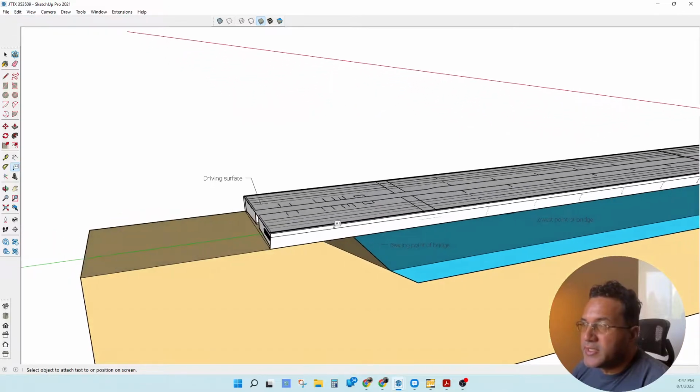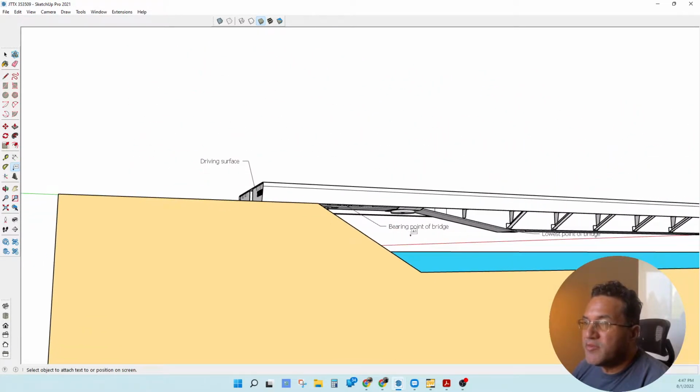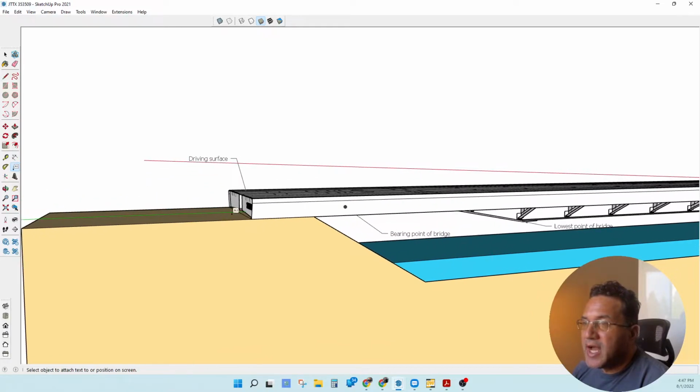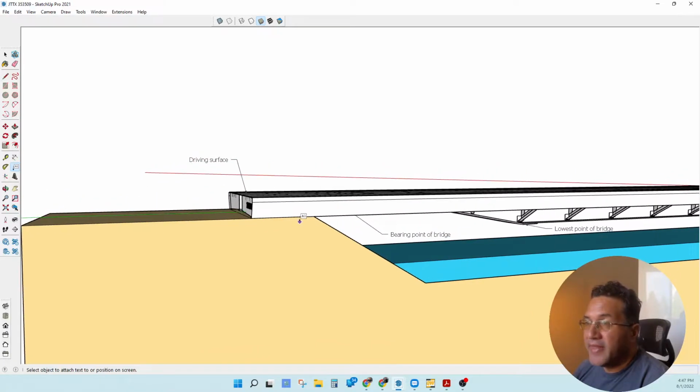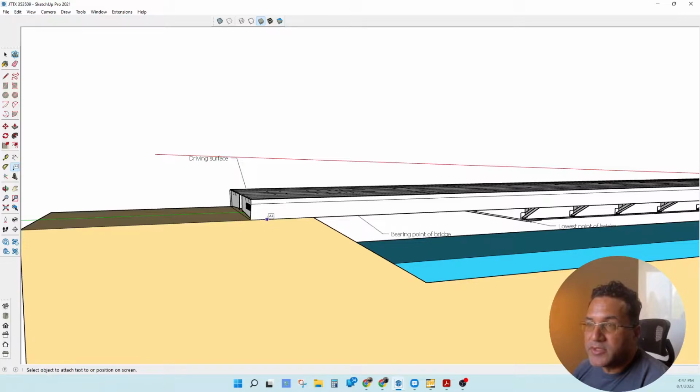So your first choice is, do we want the bearing point of the bridge at the top of existing grade? Then that's what we have right here. This is the bearing point of the bridge on top of existing grade. Sometimes we do just put these directly on gravel or dirt, and this is the way it would look. The more appropriate way to do it would be to build an abutment, and your top of abutment would be flush with the top of existing grade.